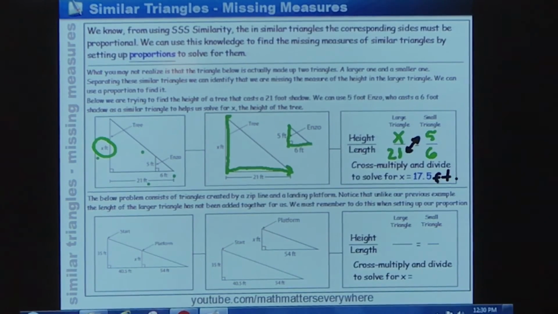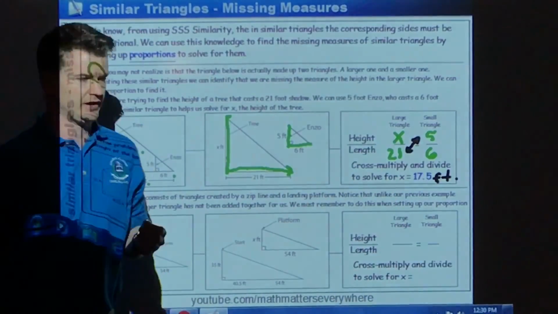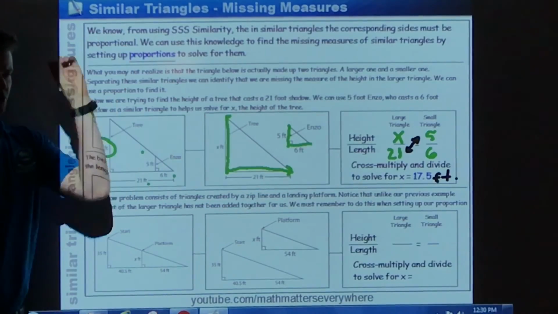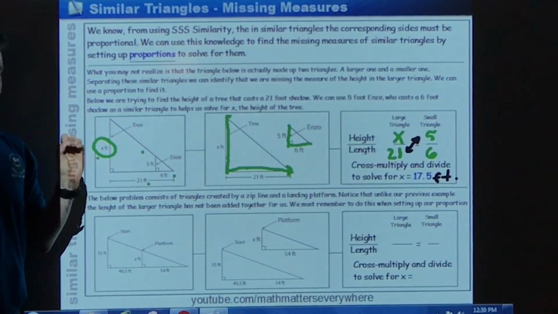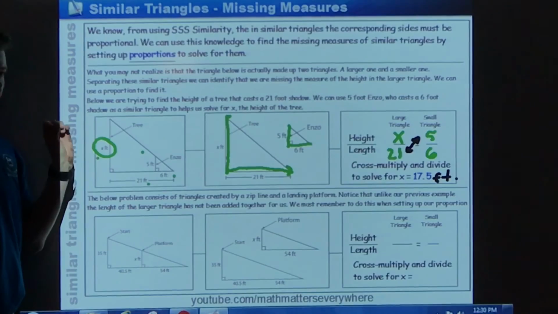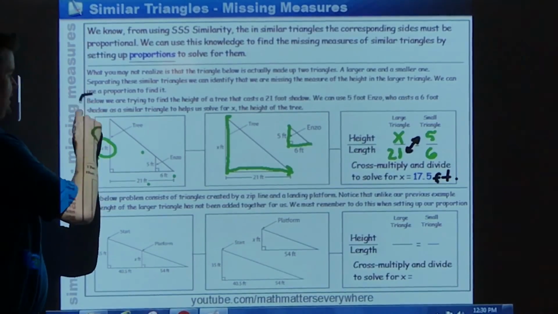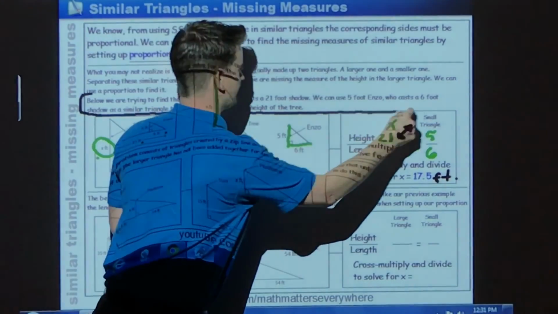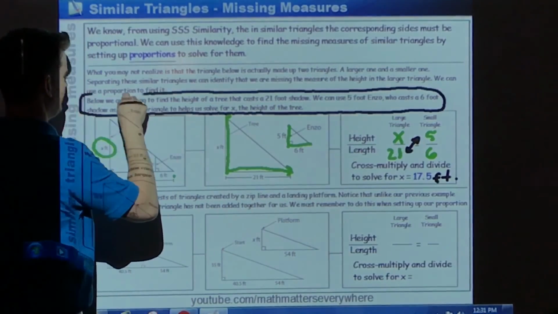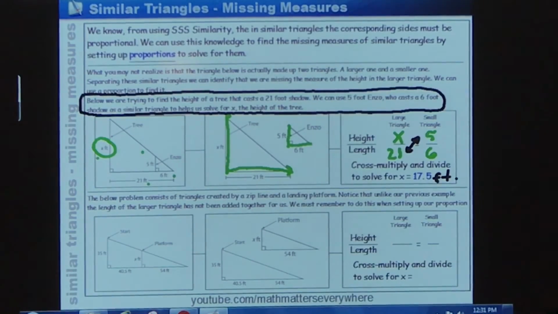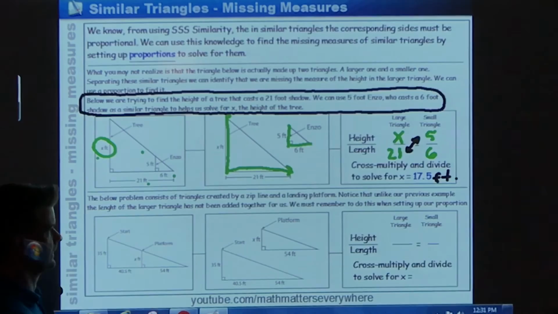Before we do the last ones, anybody have any questions on the first one? No, sir. Notice, I did you the favor of splitting the triangles apart. When you're solving these problems, you won't have that. You may just have a diagram like this, or you won't have the diagram. You'll just have the word problem, and you'll have to draw your own diagram, so make sure you identify what it is you're doing.